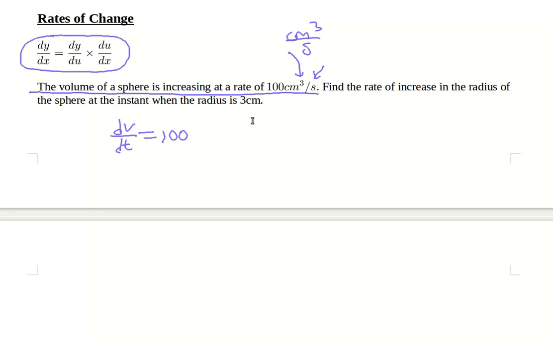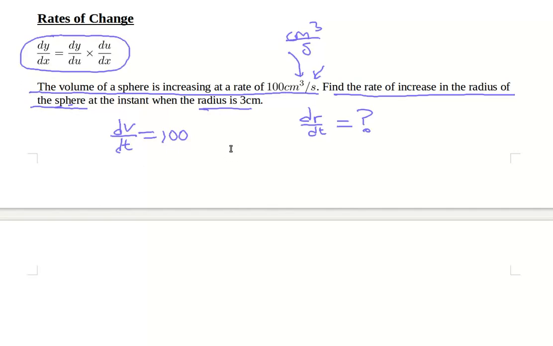We also know that we're looking for the rate of increase in the radius of the sphere. That's not find the radius, because we're told the radius is 3. We need the rate of increase of the radius. That is dr by dt. That's what we want. So I'm going to put dr by dt equals question mark. So we've got dV by dt, we're looking for dr by dt. What's the only other thing which could be useful to us?